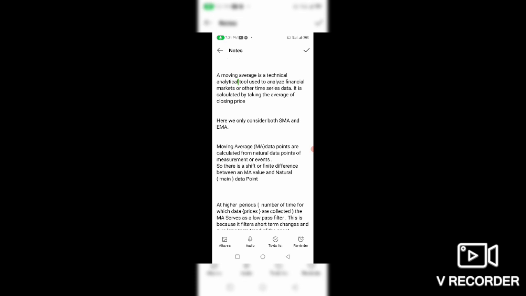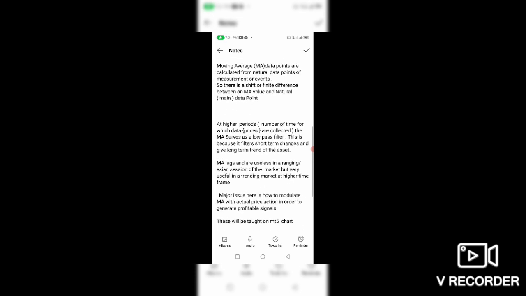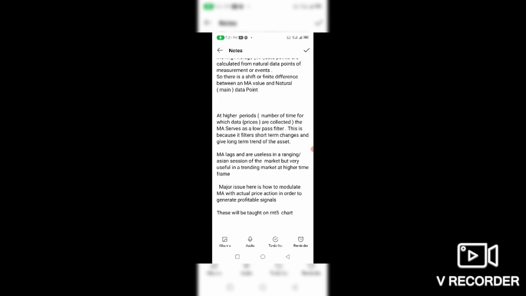Moving average data points are calculated from natural data points of measurement or events. So there is a shift of any difference between an MA value and the natural mean data point. At higher periods, the period means the number of times for which data prices are collected. Are you getting this? At higher periods, the period means the number of times for which data prices are collected.